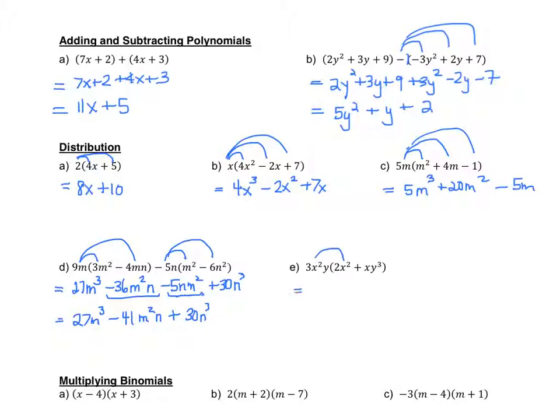Next one, we're dealing with two variables in each term. So again, multiply the coefficients. So 3 times 2 is 6. Then multiply the x's. So x squared times x squared is x to the exponent 4. And then we have a y as well. And then we're going to multiply by xy. So it will be plus 3 x cubed y to the exponent 4.